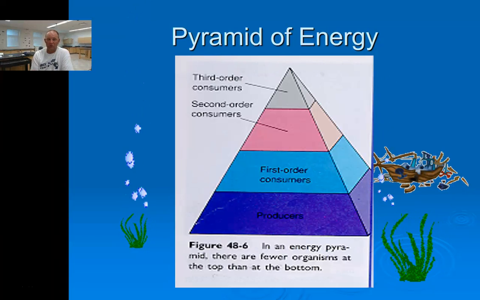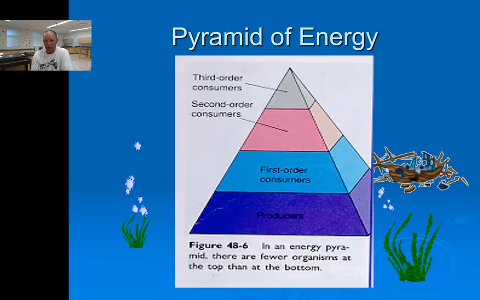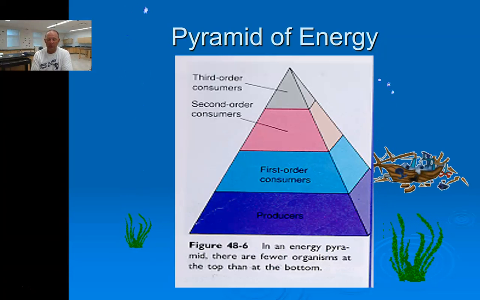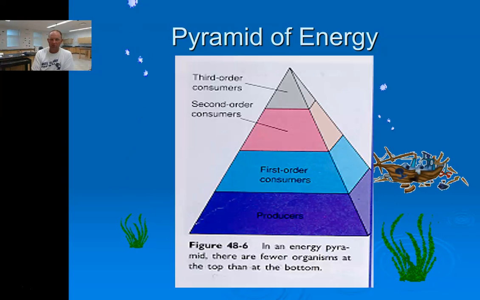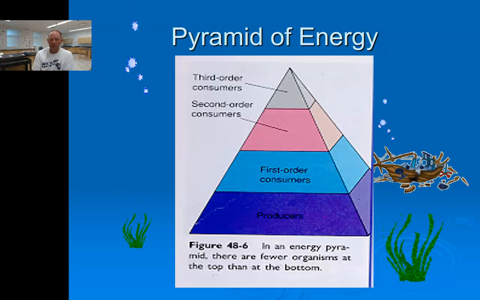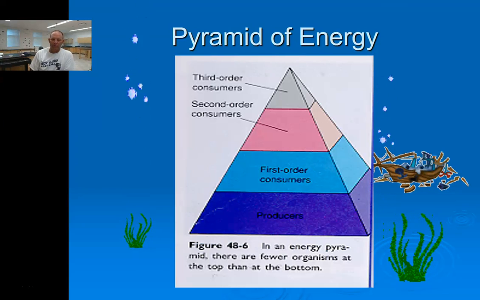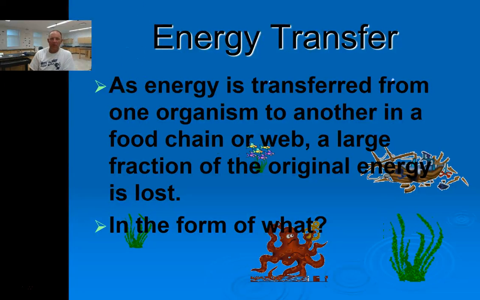When we get to those third level consumers, humans, bears, these top level consumers, we're getting only 0.1% of the original energy of the sun or the original energy that that plant had that we're able to use. Now, how's that going to affect this next question?